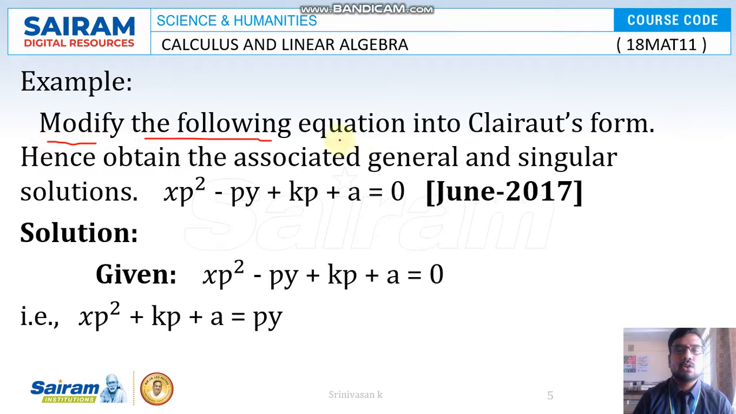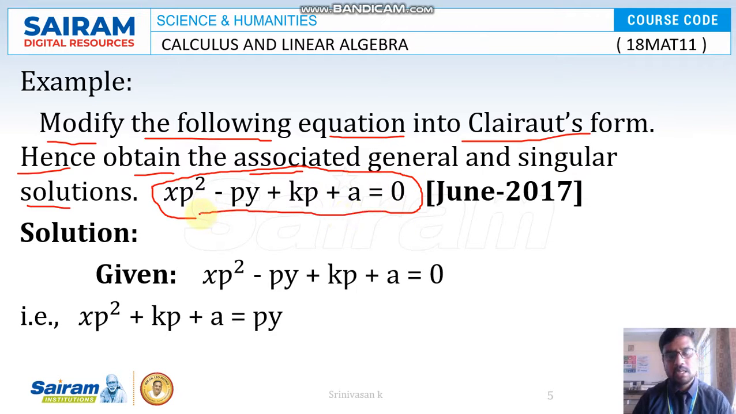Modify the following equation into Clairaut's form, hence obtain the associated general and singular solution. First we have to modify this equation into Clairaut's form. What is Clairaut's form? y = px + f(p). So we have to create y = px + f(p); we have to make it in this format.